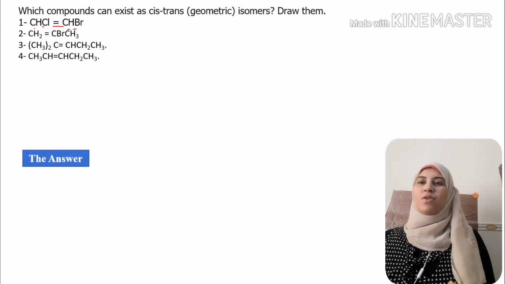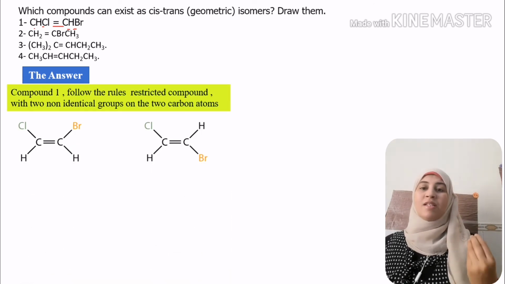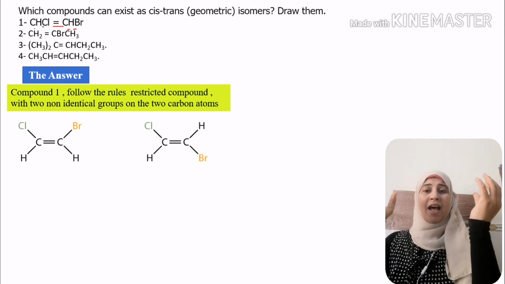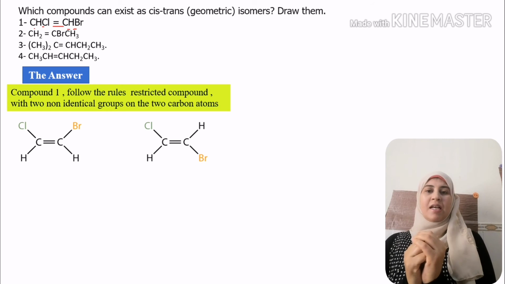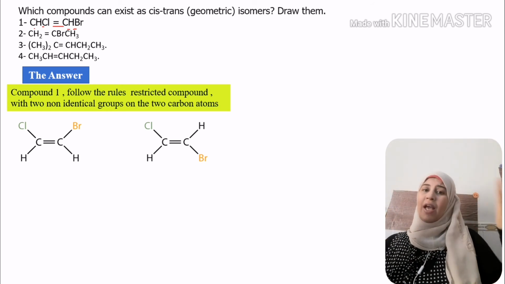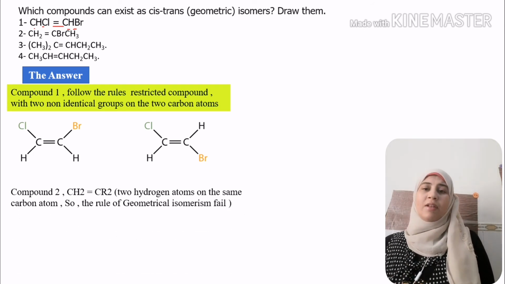Let's have the answer together. At first, we follow the two rules. So, in the first compound, we have chlorine in front of bromine, so we have the cis isomer. In the second one, we have chlorine on the opposite side to bromine, so we have the trans isomer. Let's transfer to the second one.